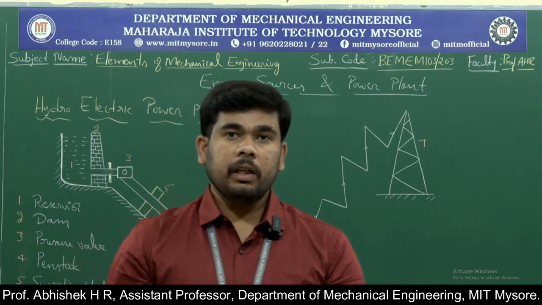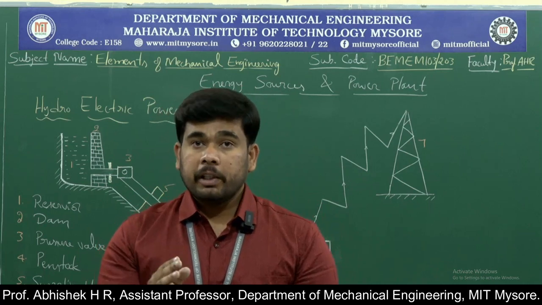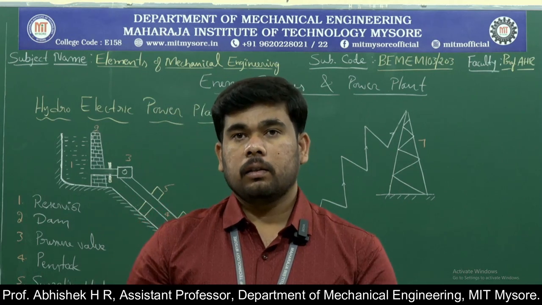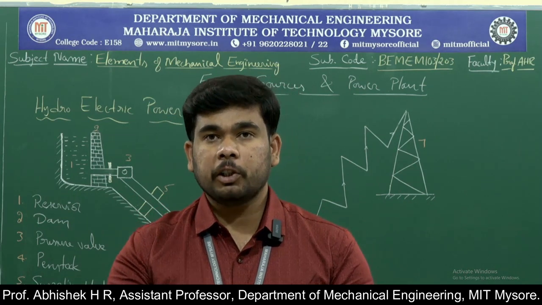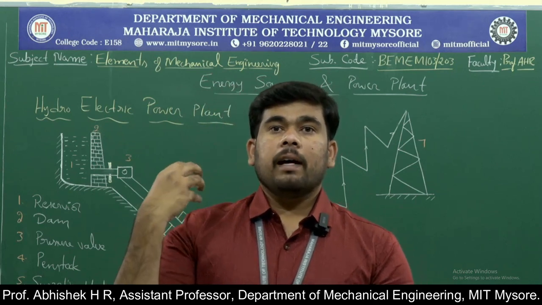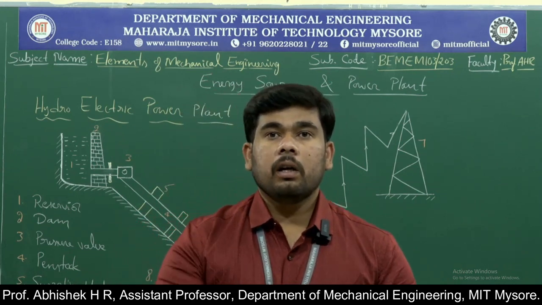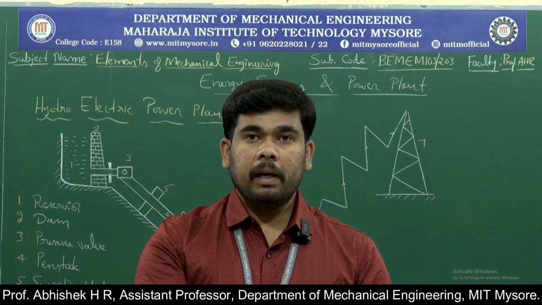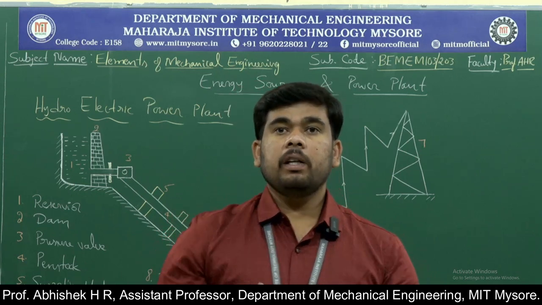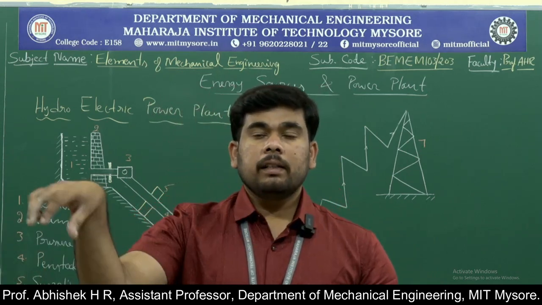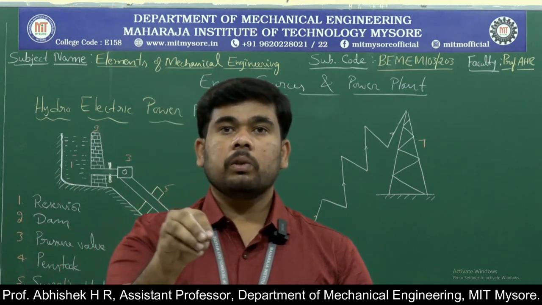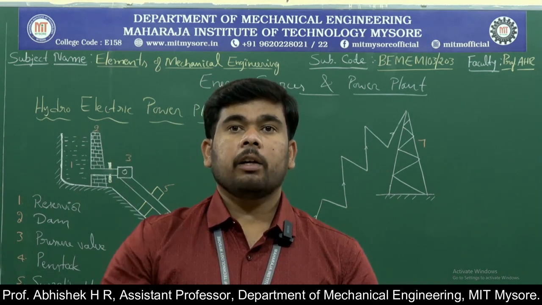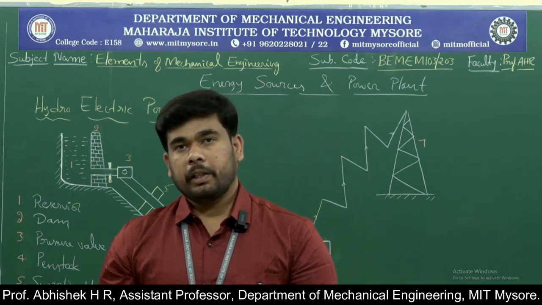One is potential energy and one is kinetic energy. Potential energy means we are storing water in the reservoirs. When we release the water from the reservoir to the powerhouse, the movement of water takes place, and from that we generate the electricity. Since that movement takes place, that is the kinetic energy. So here we are utilizing both kinds of energy, kinetic energy as well as potential energy.